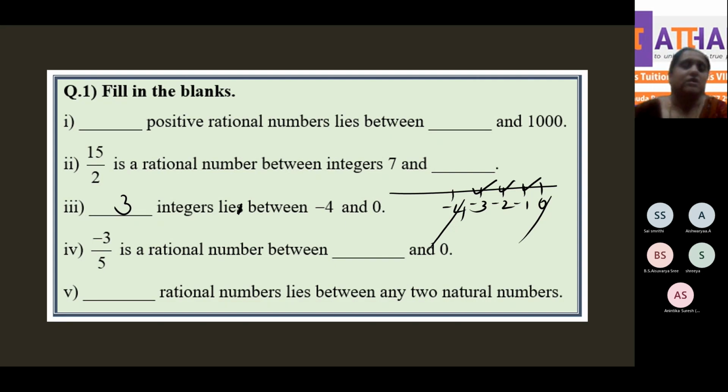How many rational numbers lie between any two natural numbers? Infinitely many. Rational numbers are infinite. Between any two integers or whole numbers, natural numbers, between any two numbers, there are infinitely many rationals.